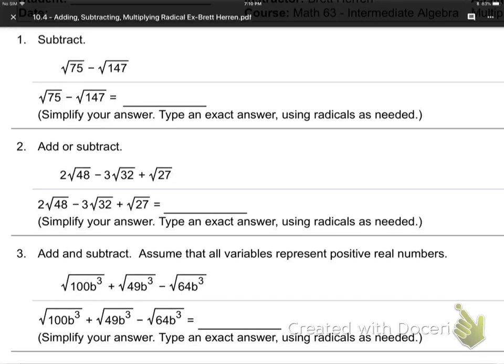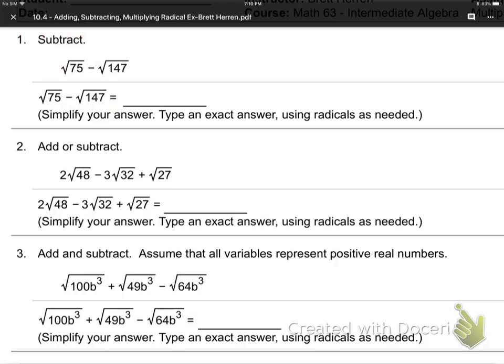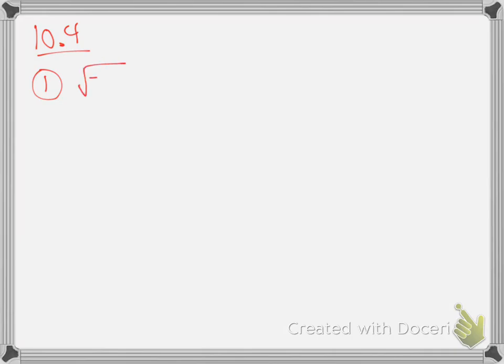All right, so 10.4. Number 1, square root of 75 minus square root of 147. Okay.